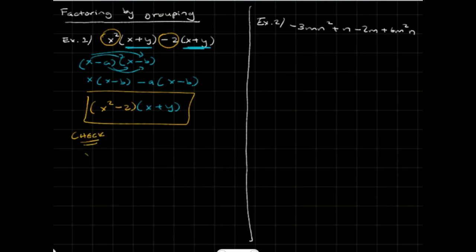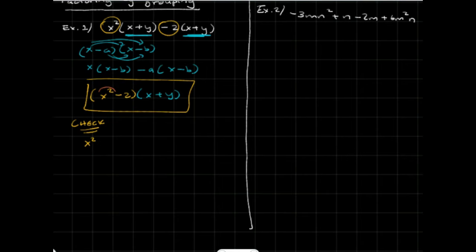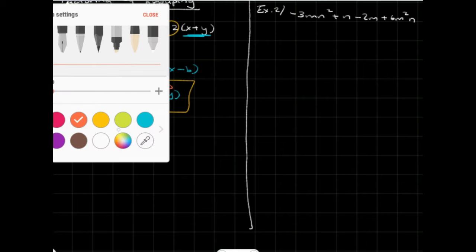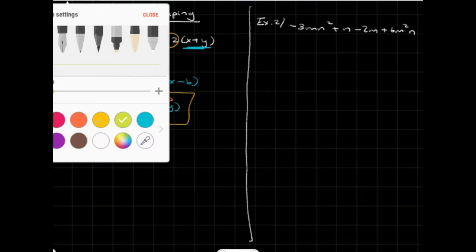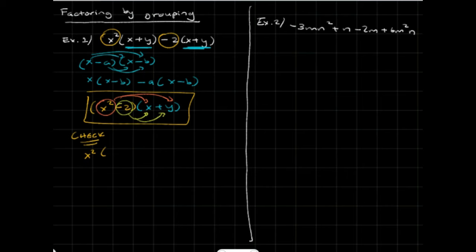If you want to check here, you can use the FOIL method, right? And remember that the FOIL method, you take your left factor and you distribute it to your right factor, and then you take the second term of your left factor, in this case the negative 2, and you distribute it to your right factor. So if you wanted to check this, the expansion here would look like x squared times x plus y and negative 2 times x plus y, which actually just looks like that over there. So that's how you can factor by grouping, as long as you have the common factor, right? So this is in fact correct, right?